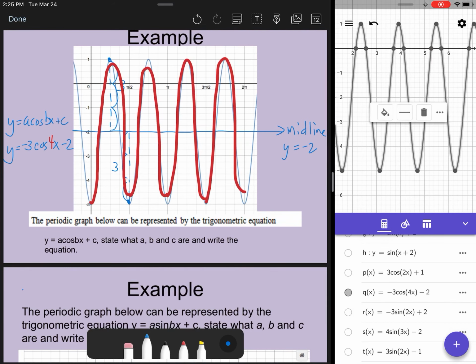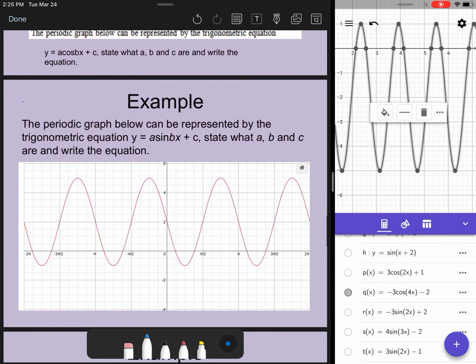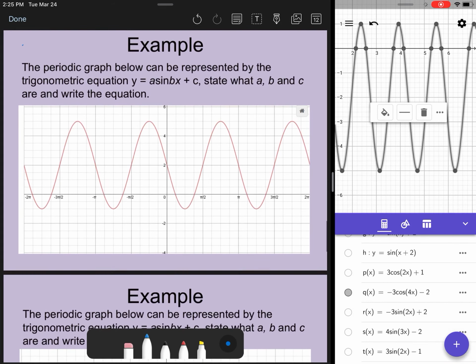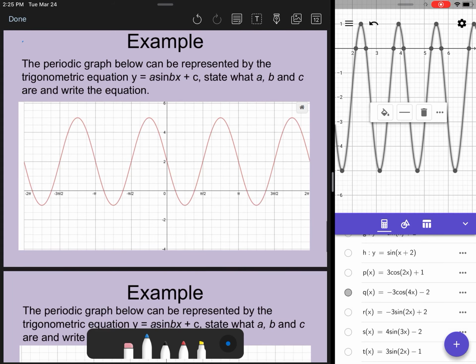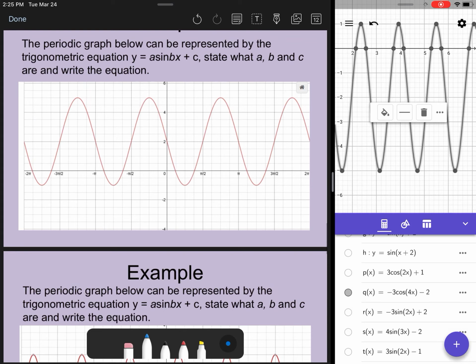-3 cosine of 4x minus 2. Okay, and notice that they look identical. All right, let's take a look at the next one. Now we have a sine curve. Doing the same thing that we just did. Draw the midline.